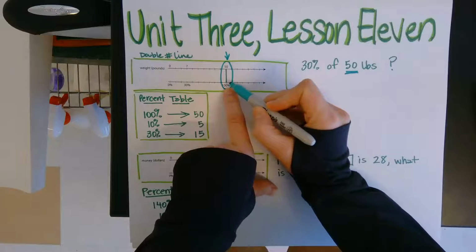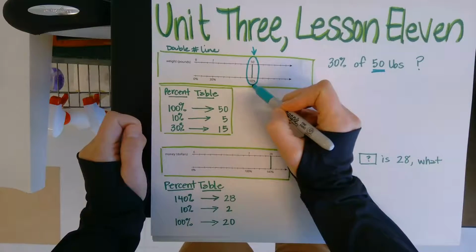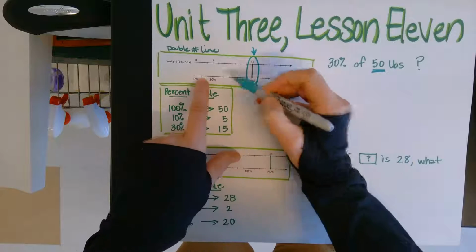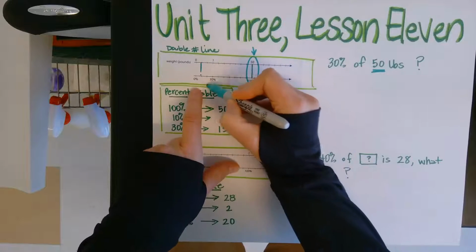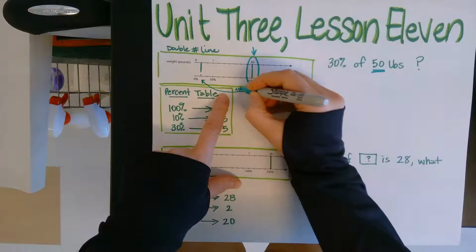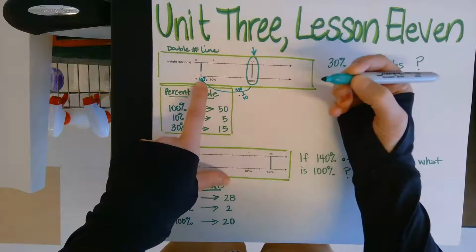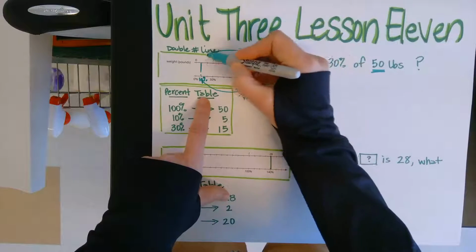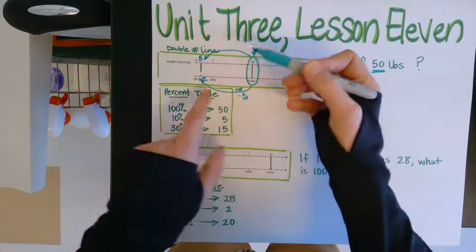The way I always like to think of it is I always like to find, well, what's my 10%? So my 10% is going to be right here, right? And so if I divide my 100 by 10, or I multiply by a tenth, I get my 10%. And then I'm going to have to do the same thing right up here with my 50. So a tenth of 50 is 5.